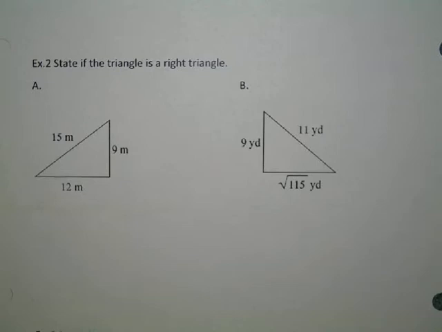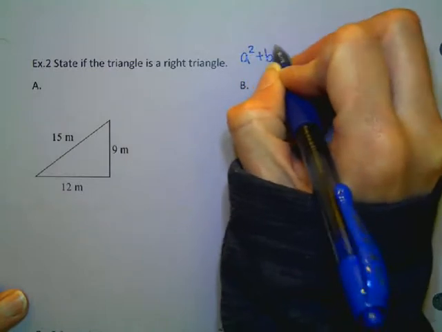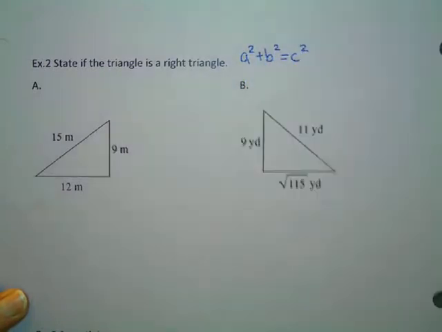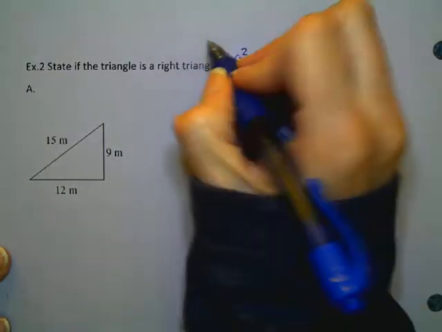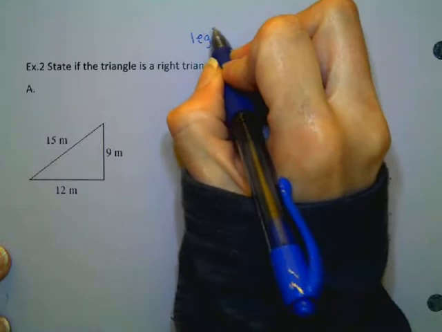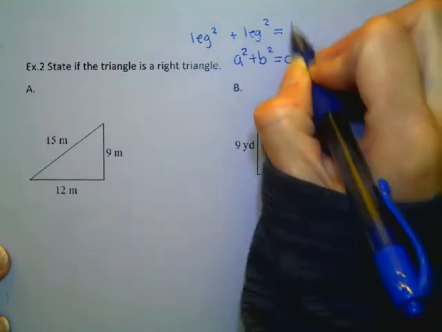Okay, we're going to the second page of our Pythagorean Theorem notes. Pythagorean Theorem is used in right triangles. So if we want to know if these two pictures state if the triangle is a right triangle, in order for something to be a right triangle, it has to meet the guidelines of a squared plus b squared equals c squared. It has to meet Pythagorean Theorem, meaning it has to be true if you put the numbers in. And remember, the other way to think of that is the leg squared plus the other leg, or side squared, has to equal the hypotenuse squared.